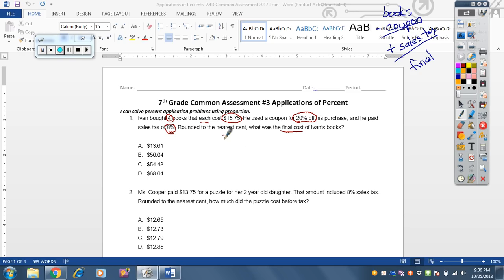So with your, I'm writing in red. So if you're in my class, you're writing in red pen. I'm not sure about other teachers, but anyway, no matter how your teacher does it, you need to show this work. You need to find out how much the books cost first. It was 4 books at $15.75 each.